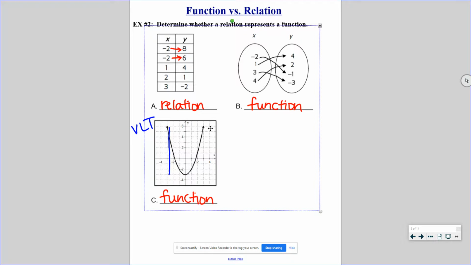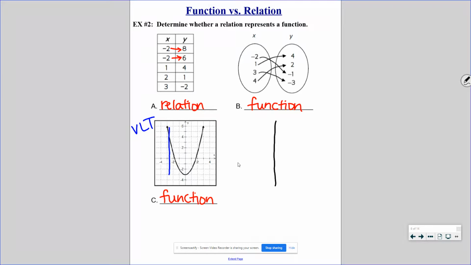Now, let me do something real quick. It's not going to let me. Okay, I'll go over here. I'm going to draw one more example. So let's say I had that same parabola, but I rotated it 90 degrees. So now it looks like this.